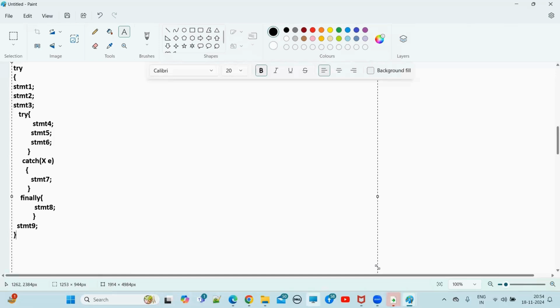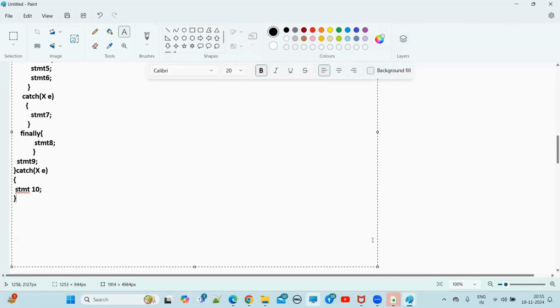So now here, what should I take, guys? Catch block, right? This catch block is to whom? The outer try block. Okay. This catch block is for the outer try block. Now let's suppose XC. So now here I'm taking what? In this catch block, I'm taking statement 10. Okay, STMT 10.